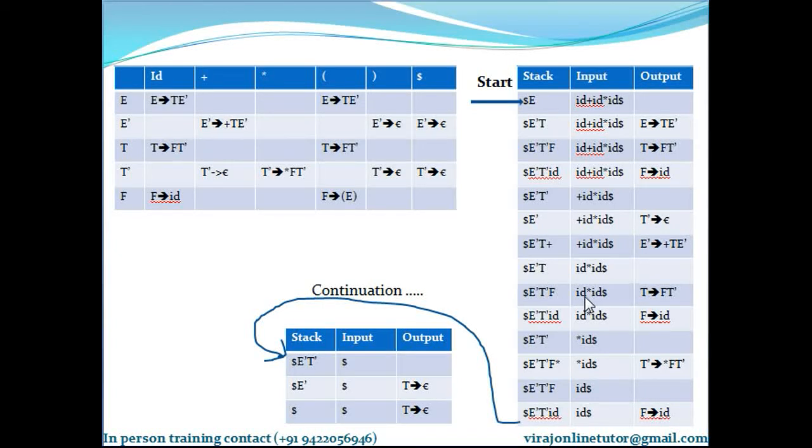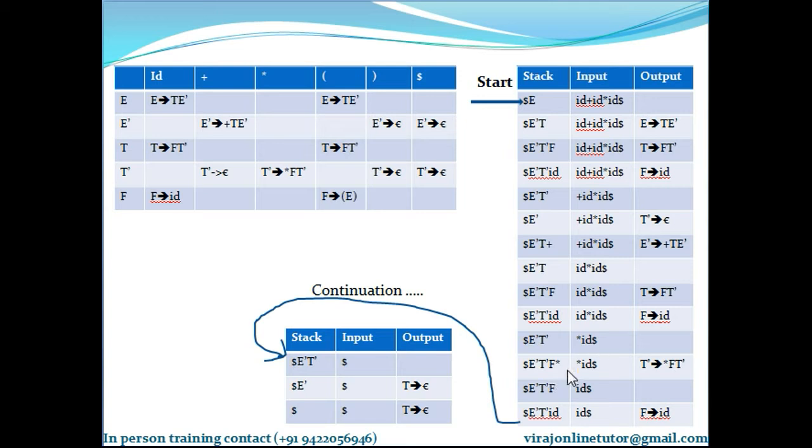What is F on id? F on id is id. So in place of F you write id. Cancel id with id. You get this. What is T dash on asterisk? T dash on asterisk is asterisk F T dash. So in place of T dash, you write T dash F asterisk on the stack. So T dash F asterisk is on the stack.